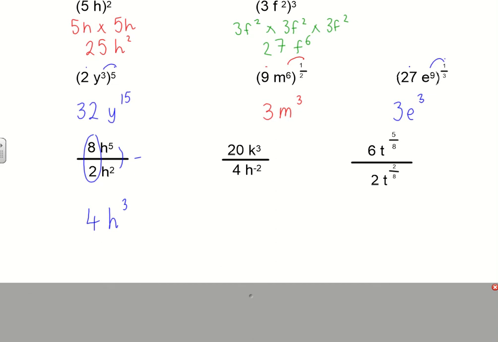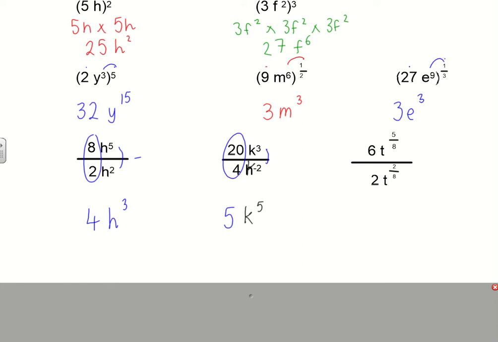On the next one we've got 20 divided by 4, which is 5. Be careful here, you've got 3 take away minus 2, that becomes an add. Sorry, that should be a k in there. So 3 take away minus 2 becomes an add, that's k to the power of 5. I wouldn't be able to do it if I had k's and h's mixed up, I'd just forgotten to change the h to a k there.